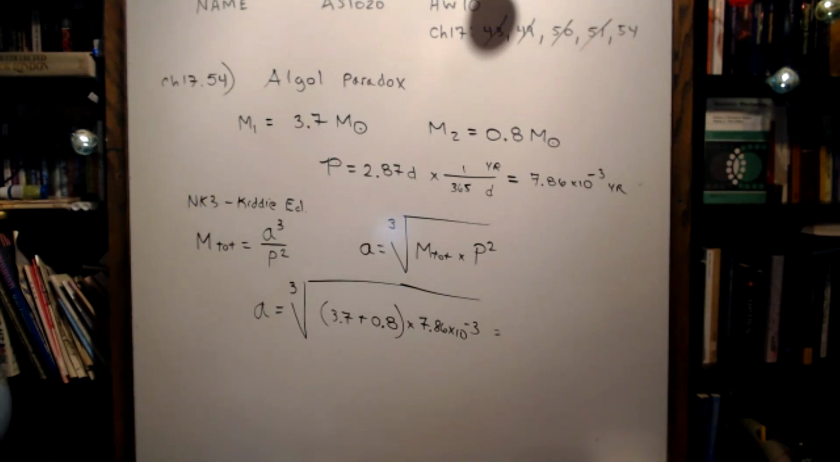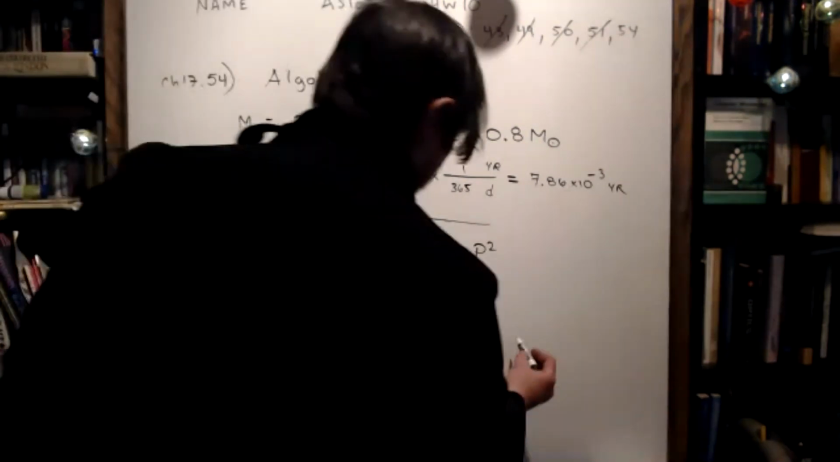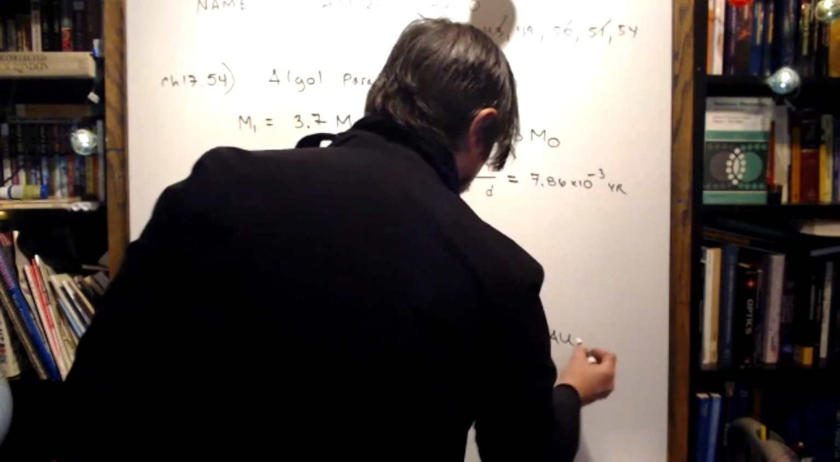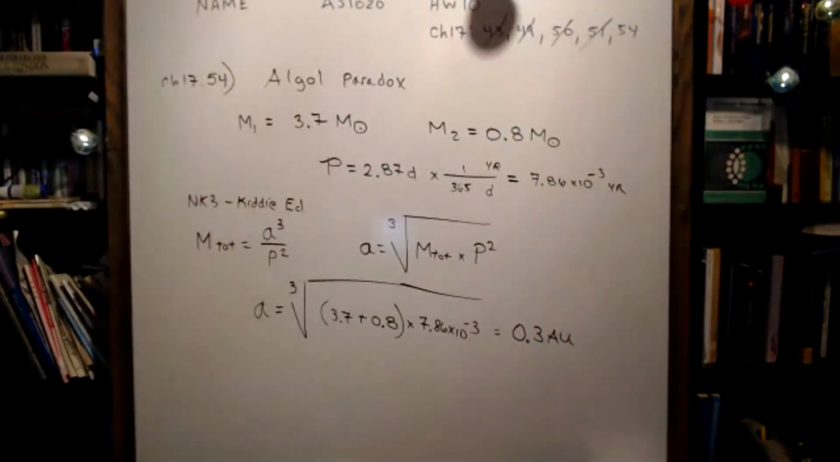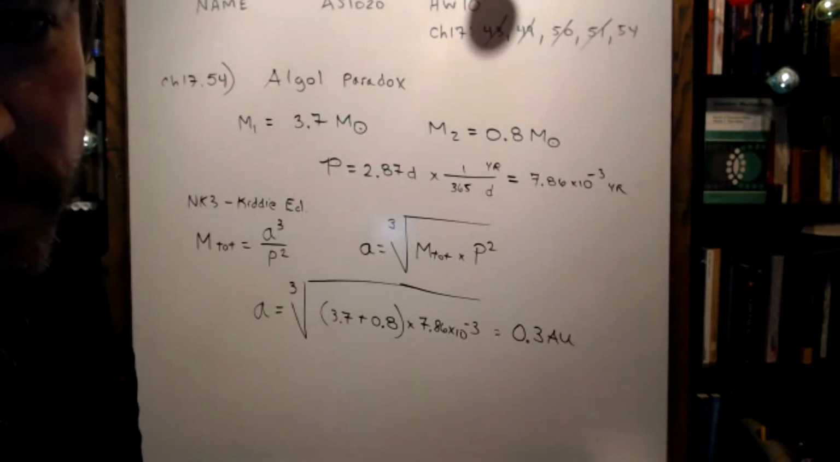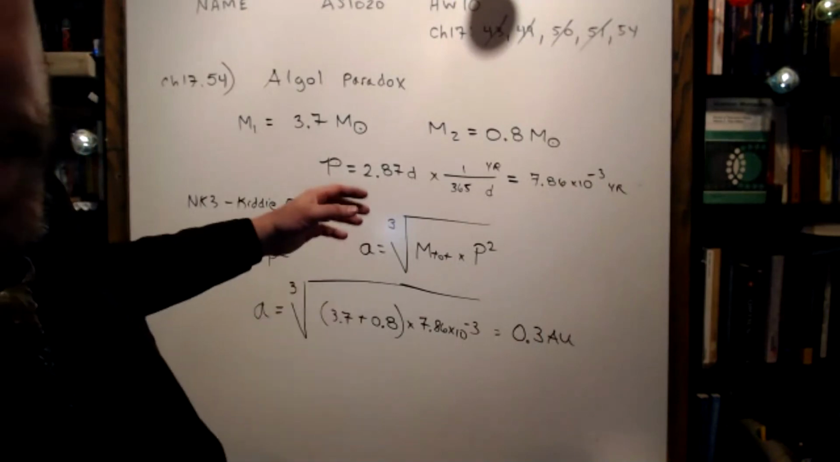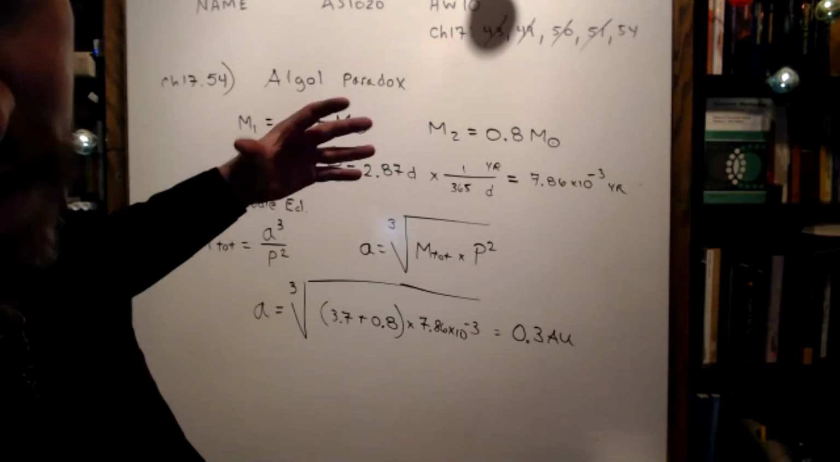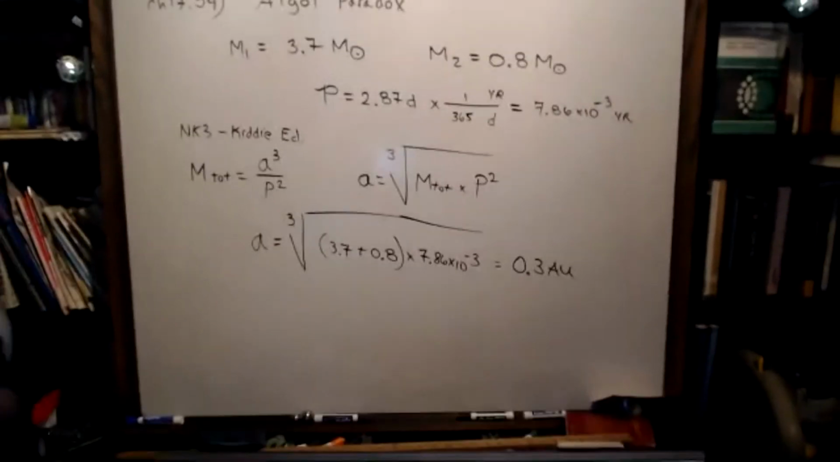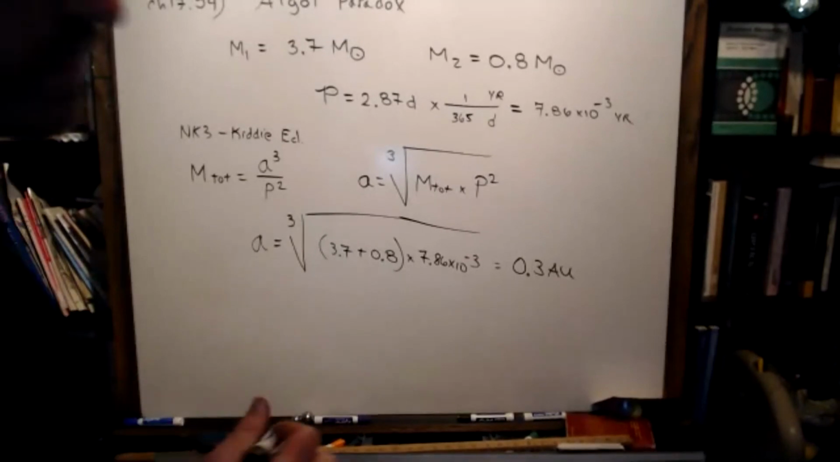0.3 AU. Good. Now, that's roughly the distance that Mercury orbits the sun. So these stars are certainly close. But you start to realize that things are weird when you realize that one of these stars is a red giant. What is the typical radius of a red giant?